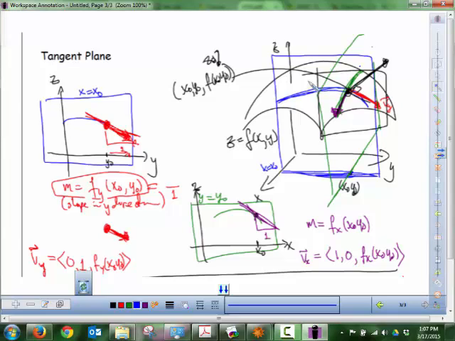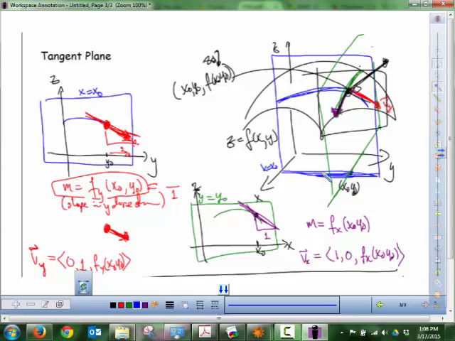So, how many tangent lines do we have total? We have an infinite number of tangent lines, right? So what if I want to find a tangent line with a cutting plane that's not either just flat along the x or flat along the y? Do you see the problem?